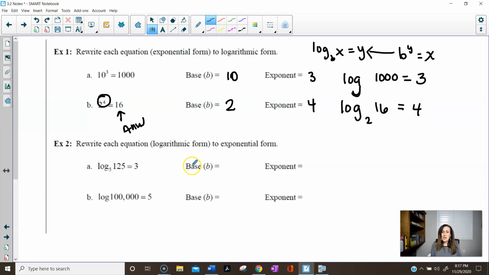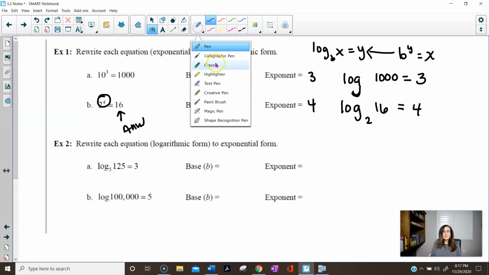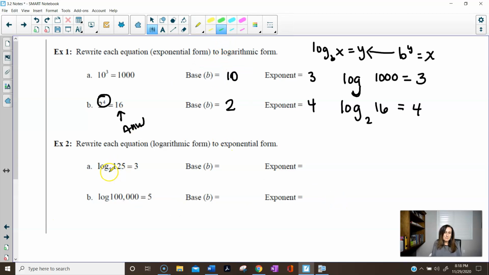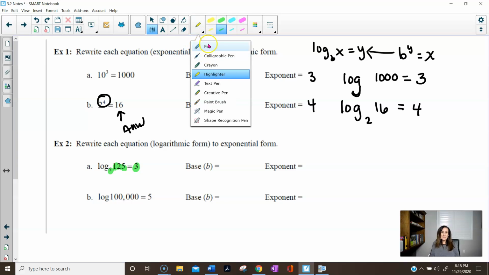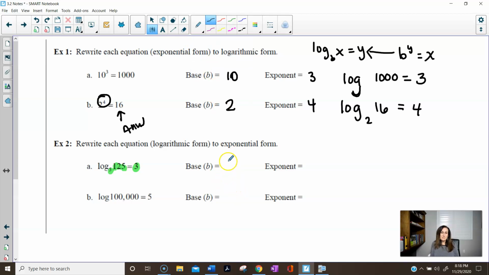Rewrite each equation from logarithmic form to exponential. So here it's in logarithmic form and we're going in the other direction. Looking at this, we can see that the base is 5. The answer is 125, and the exponent, a logarithm is always equal to an exponent, is 3. So if we fill in the blanks, the base was 5, the exponent was 3, and 5 to the third power is 5 times 5 times 5, which equals an answer of 125.